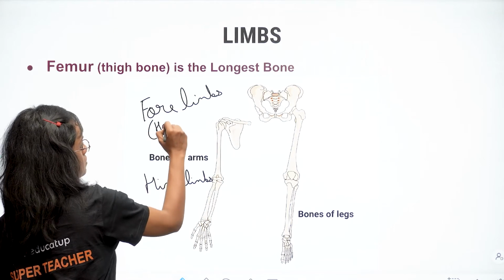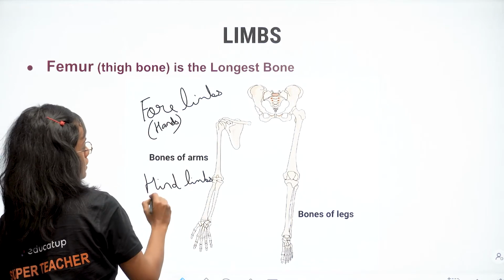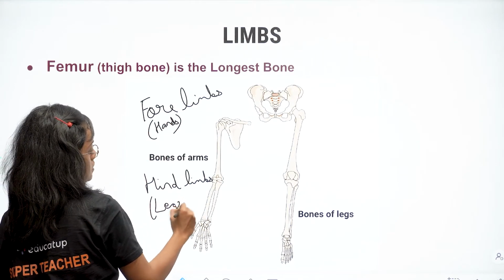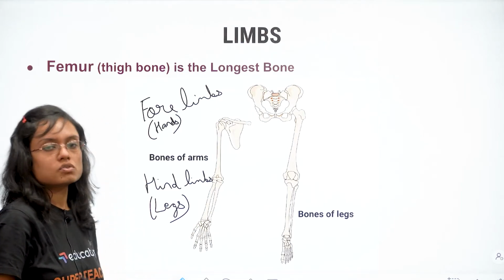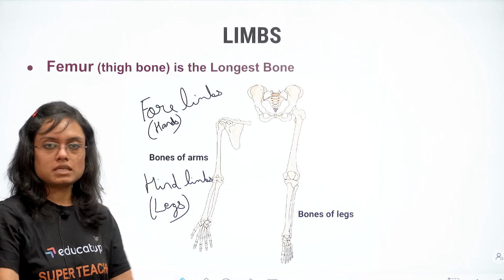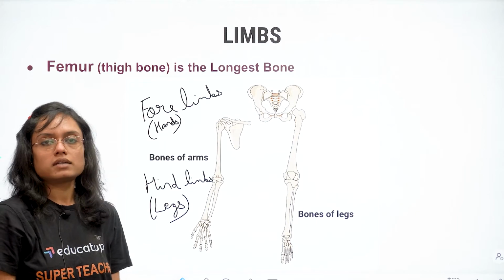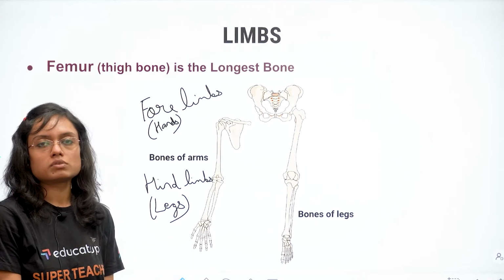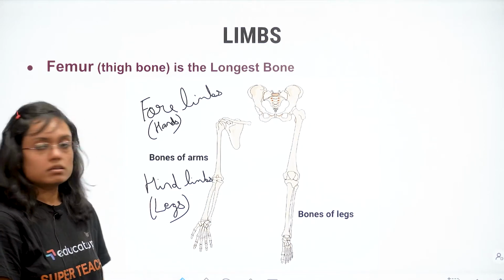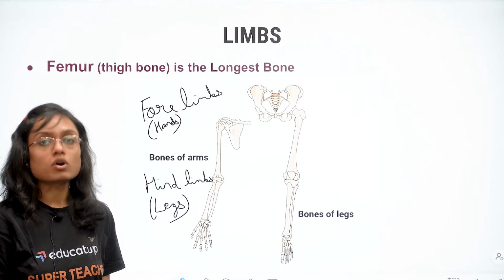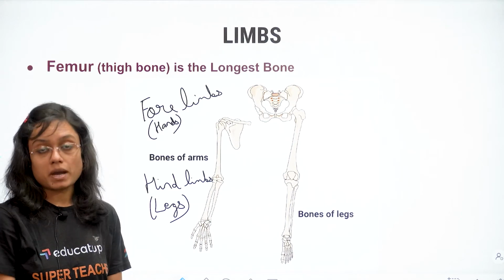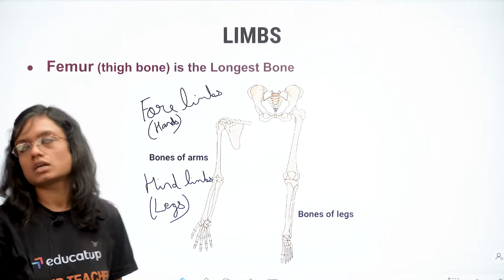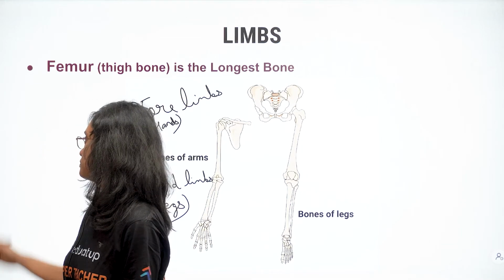Forelimbs means hands and hind limbs means legs. So forelimbs means the upper limbs, these two hands, and hind limbs means the lower two, that is our legs. And the femur or thigh bone is the longest bone in the human body, which is a part of the hind limb. Alright, now let's see ahead.